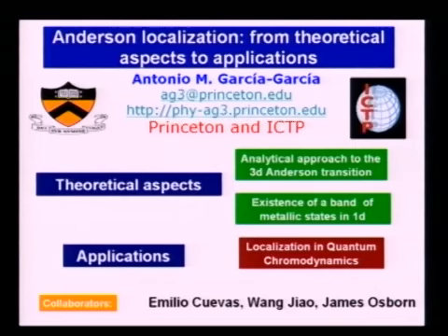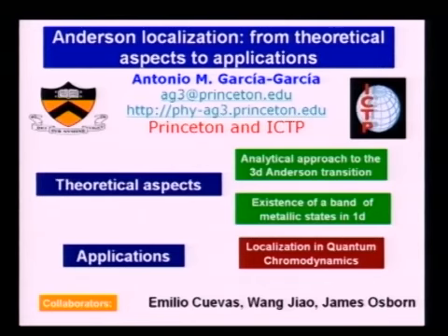Anderson localization from theoretical aspects to applications. Well, first I want to thank the organizer for inviting me to this conference. Since I have 45 minutes, I decided to talk about 3 different projects. That way, if you fall asleep after 10 minutes, you can recover. The subjects are all about Anderson localization, but they are different.